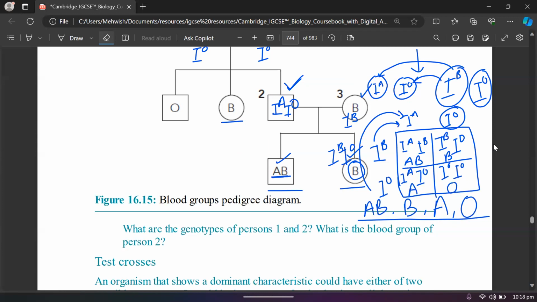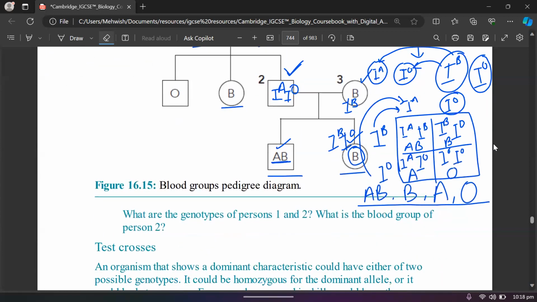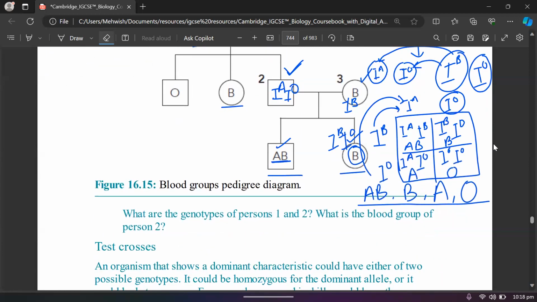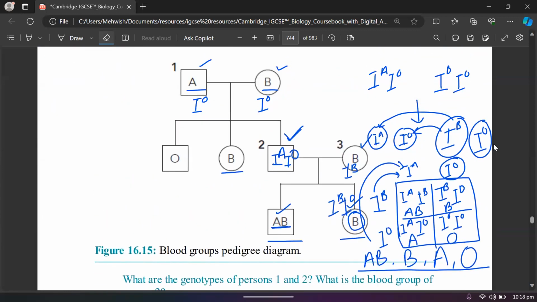One part is what are the genotypes of person one and two. You need to write the genotype. And then what is the blood group of person two. If you are writing the genotype as IA and IO, then you will write the phenotype as blood group A. If you are writing IA and IB for person 2, then you have to write the phenotype AB. So any one of them you can write, not both. I don't think that is required.